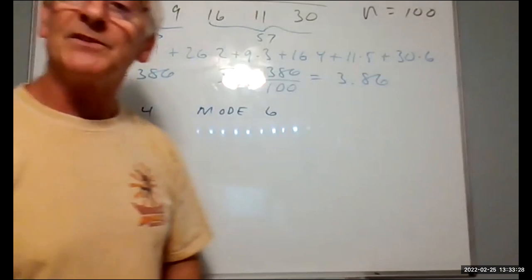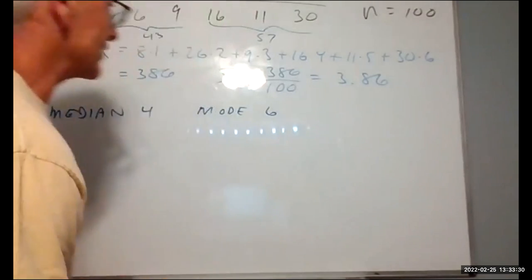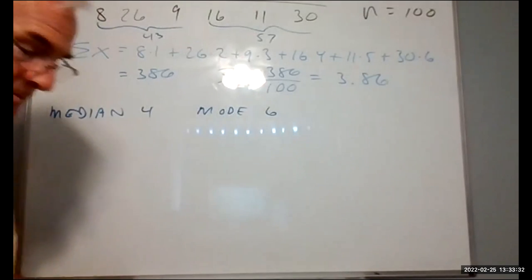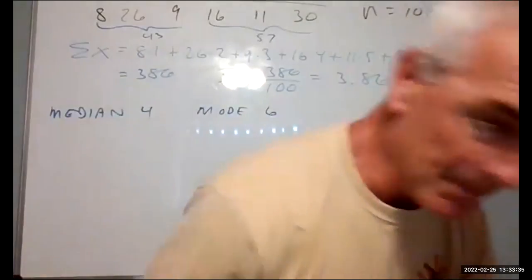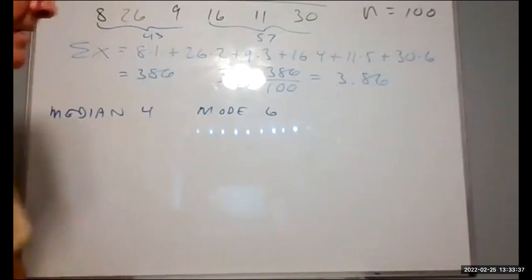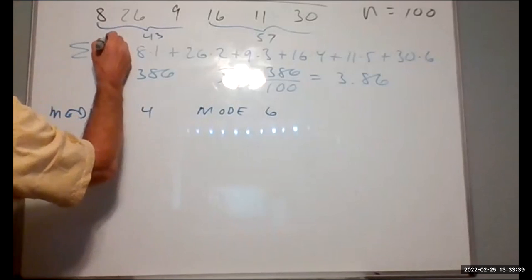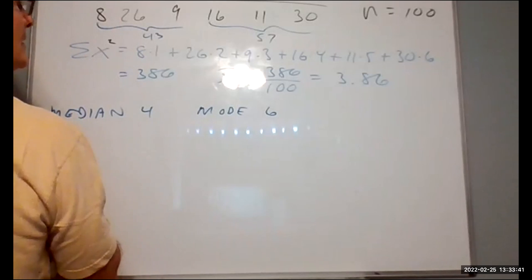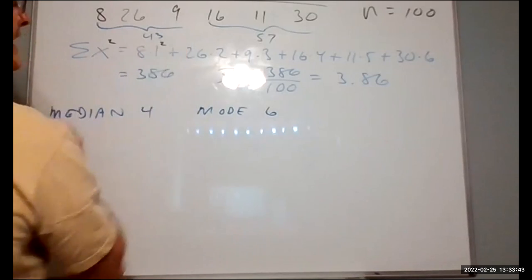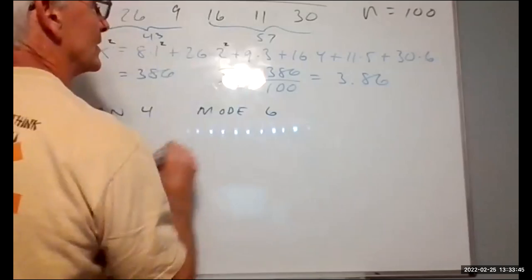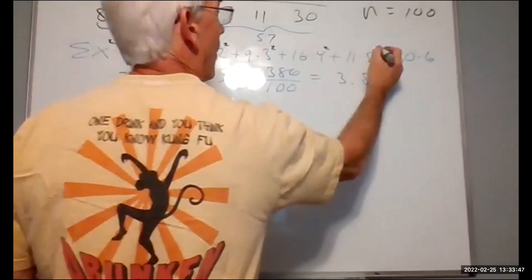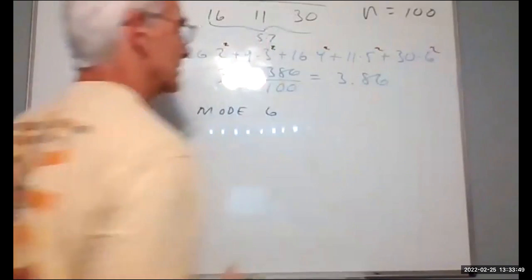Okay, now let's do the variance, because the variance calculation looks a little like this. I'm going to change something. I'm going to make this into a variance calculation. So the first thing I'm going to do is say, I want the sum of the squared scores. I want 1 squared 8 times. I want 2 squared 26 times, and so on.